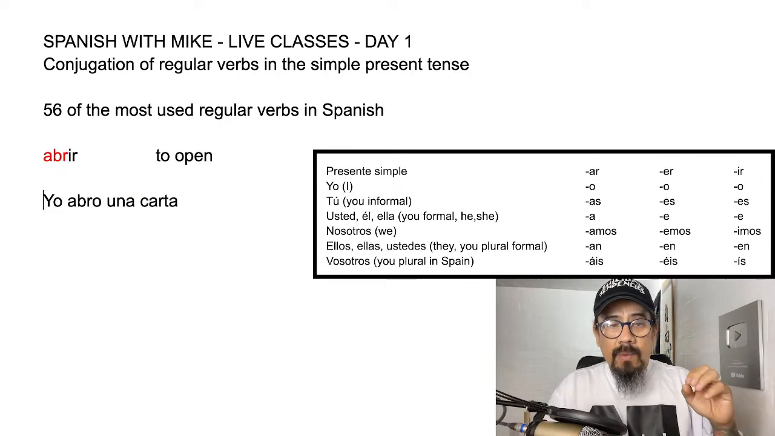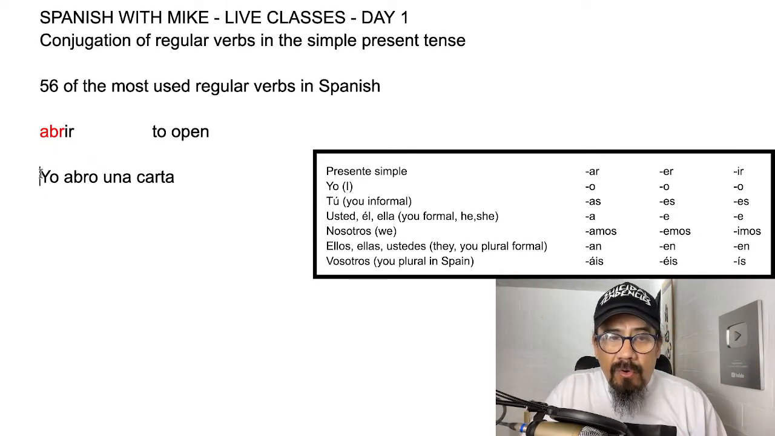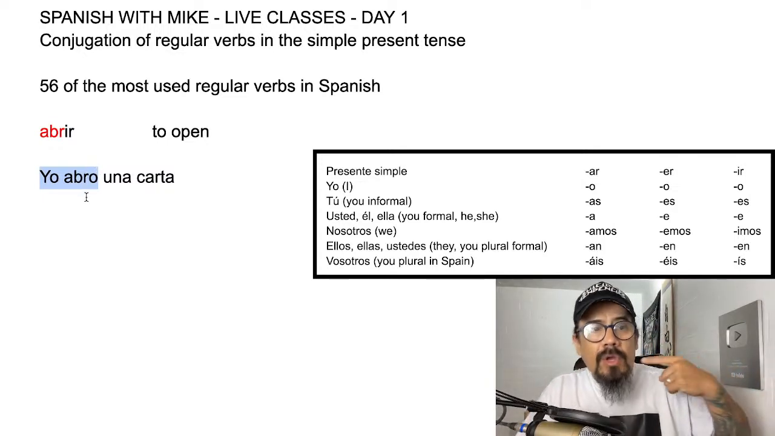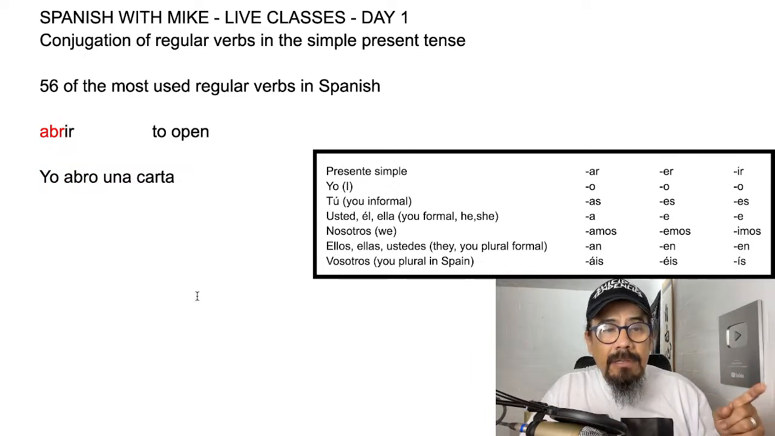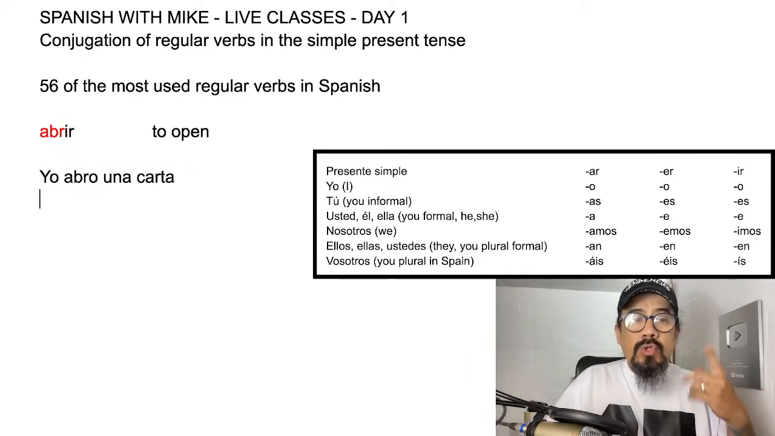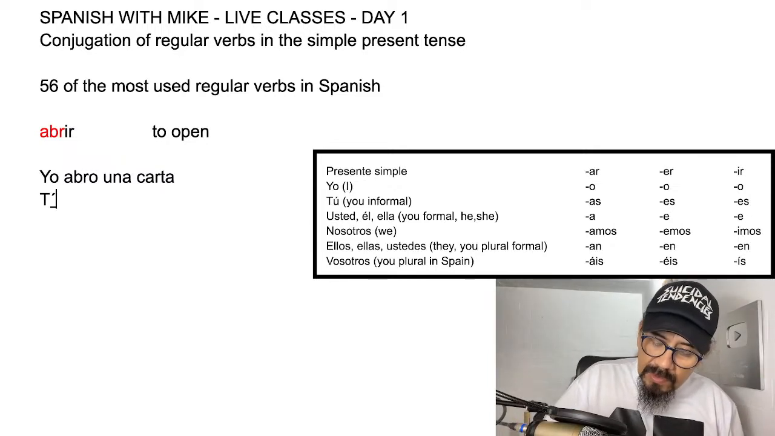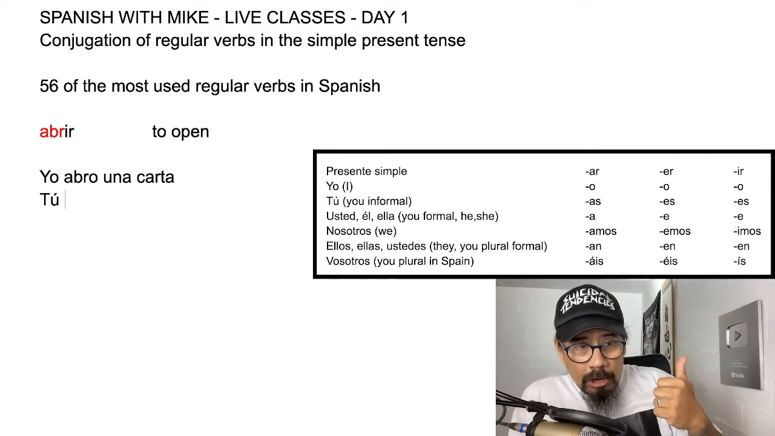And once again, we're going to focus on the conjugation for each one of the subjects. So I say yo abro, yo abro. Can you see how it works depending on the table? Let's say tú. We use tú, remember, in Spanish for you in singular.